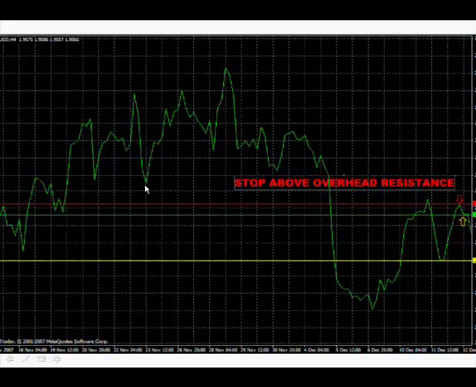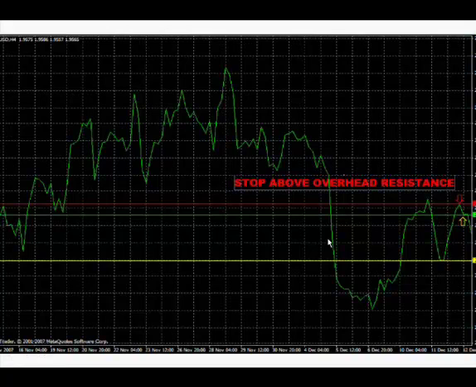If I went short on the break below here, where would my target be? Well, when I look over here, where's the next level of resistance, or support below here? It's here. So then this is where I would place my target. And you see, so forth and so on down the line.